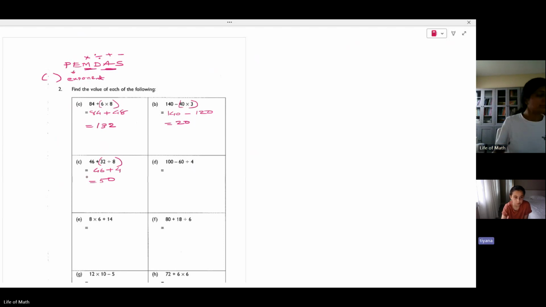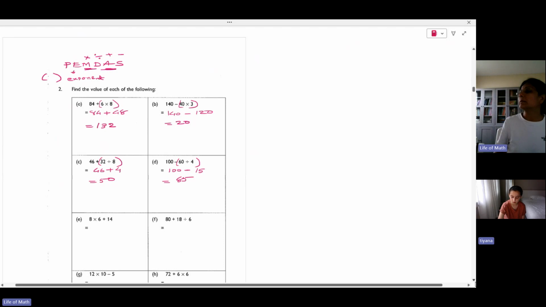Questions. So what will happen at D? For D, you'll do 60 divided by 4. So create a parenthesis around it. That means 100 minus 15 equals 85. Next one.